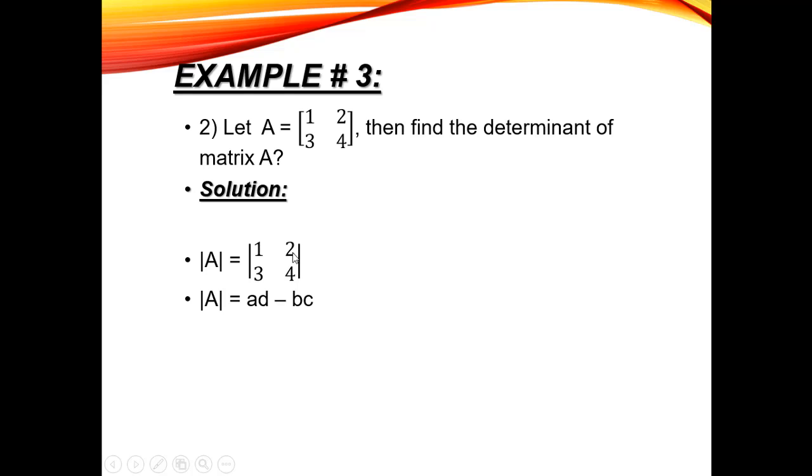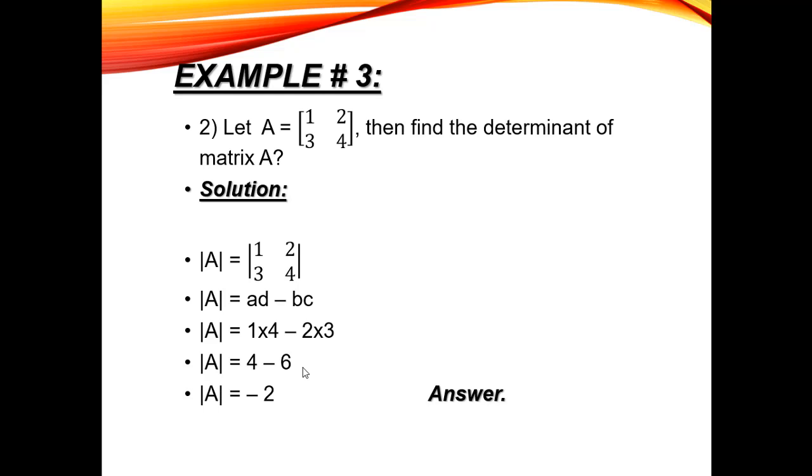This value is at the position of a, 2 is at the position of b, 3 is at the position of c, and 4 is at the position of d. So it means 1 will multiply by 4, then 2 will multiply by 3. 1 times 4 is 4, minus 2 times 3 is 6, and when we subtract 6 from 4, we get the answer minus 2, negative 2, and that's our answer for the determinant of matrix A.